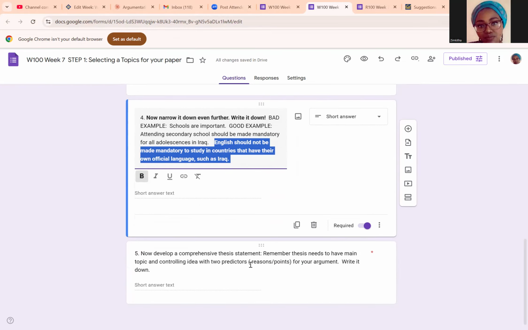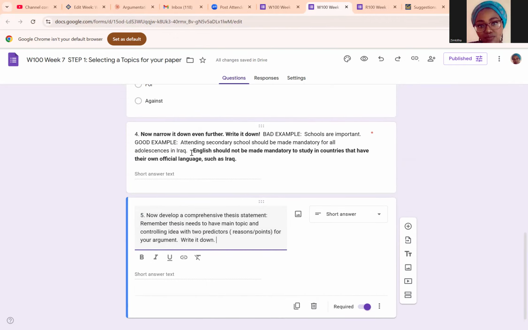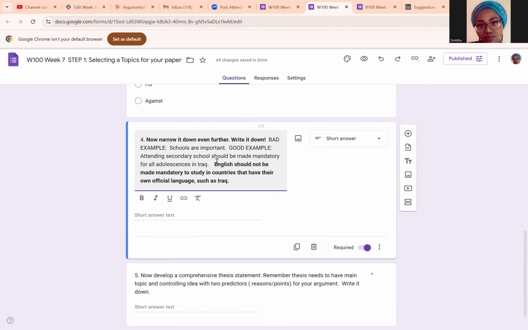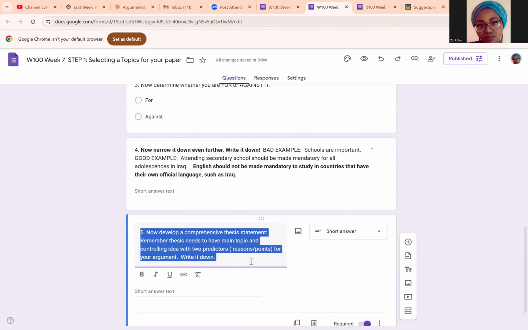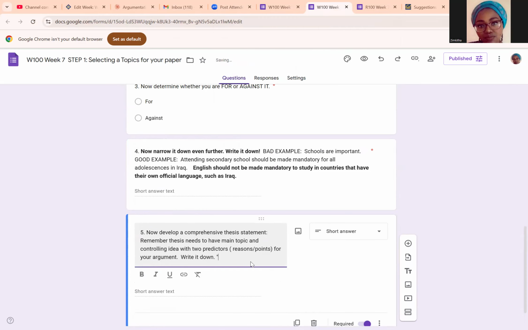Now, develop a comprehensive thesis statement. Remember, the thesis needs to have a main topic and a controlling idea with two predictors. So what does it mean? Basically, you take this topic again, you copy it down, but now make sure that it is very narrowed down specifically to what you want, with two reasons. What are the two main points you're going to discuss in your paragraph? For example, I'm going to copy and paste this over. I'm going to put this over here as an example.